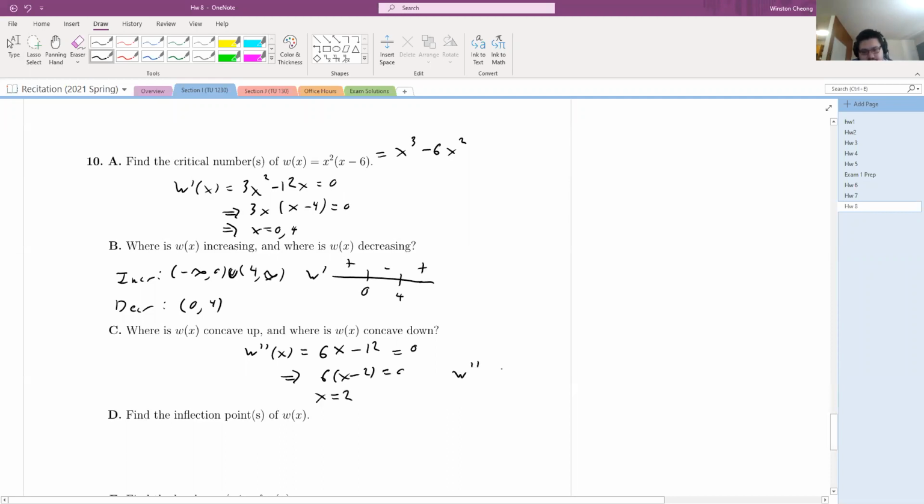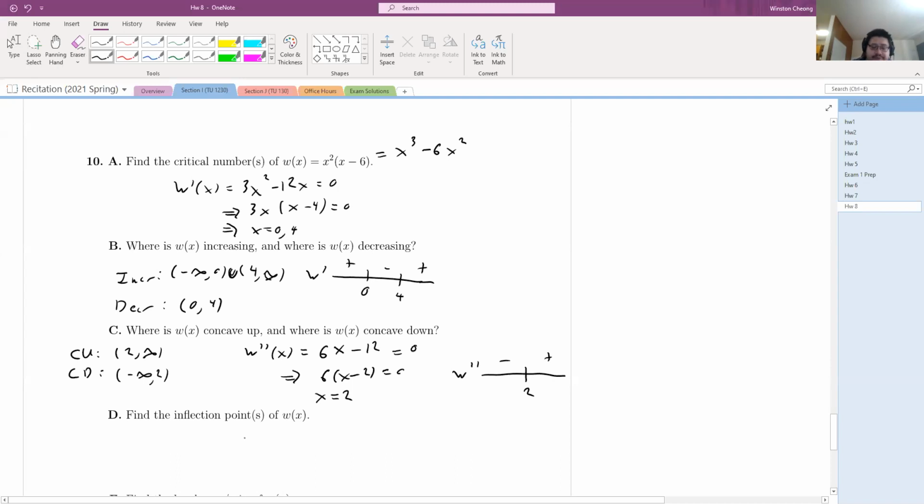And so for w double prime, we have a tick mark at 2, and we can easily see that that's plus and that's minus. And so concave up and concave down. I know that some people use this abbreviation, but I don't typically. I'll just use it this time because it's a bit faster.